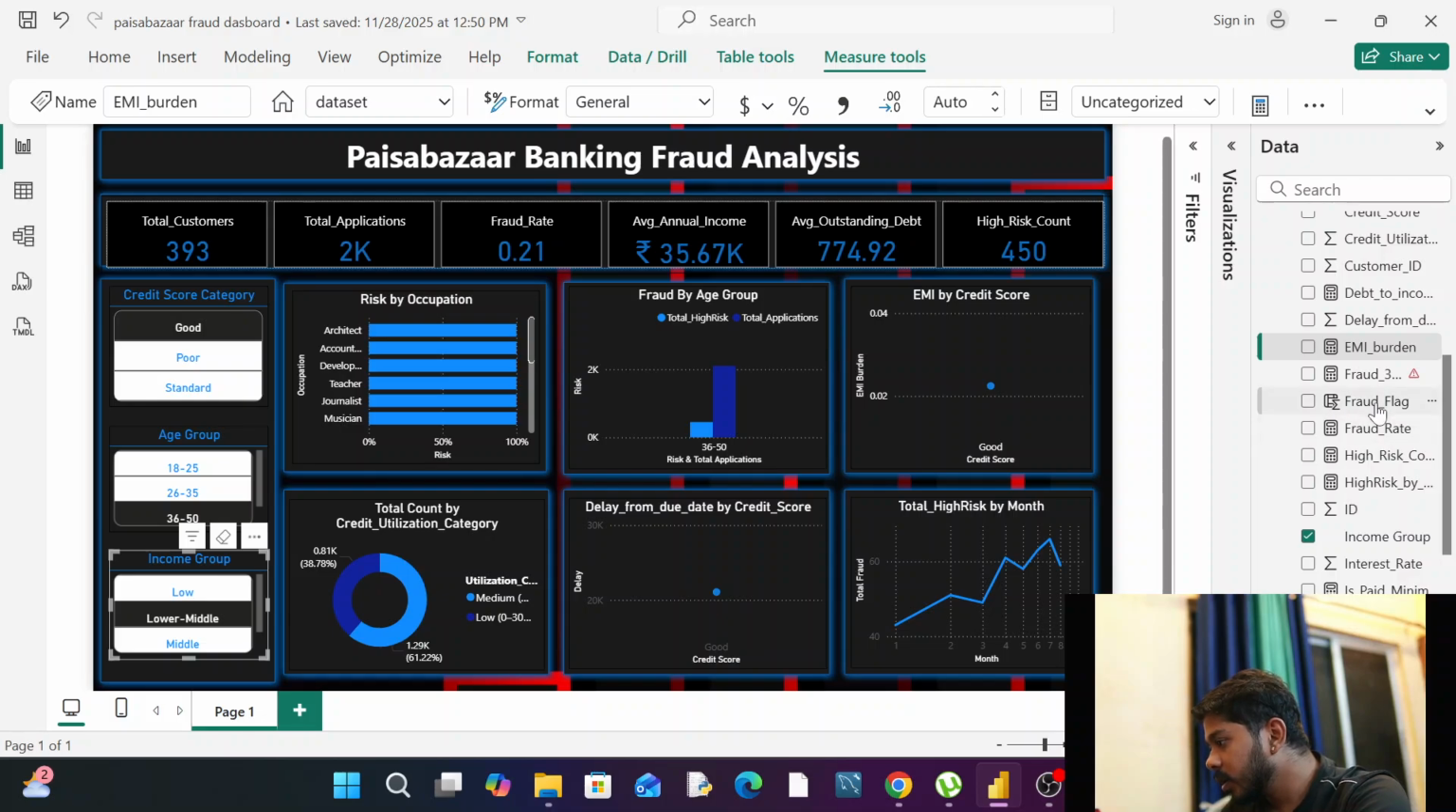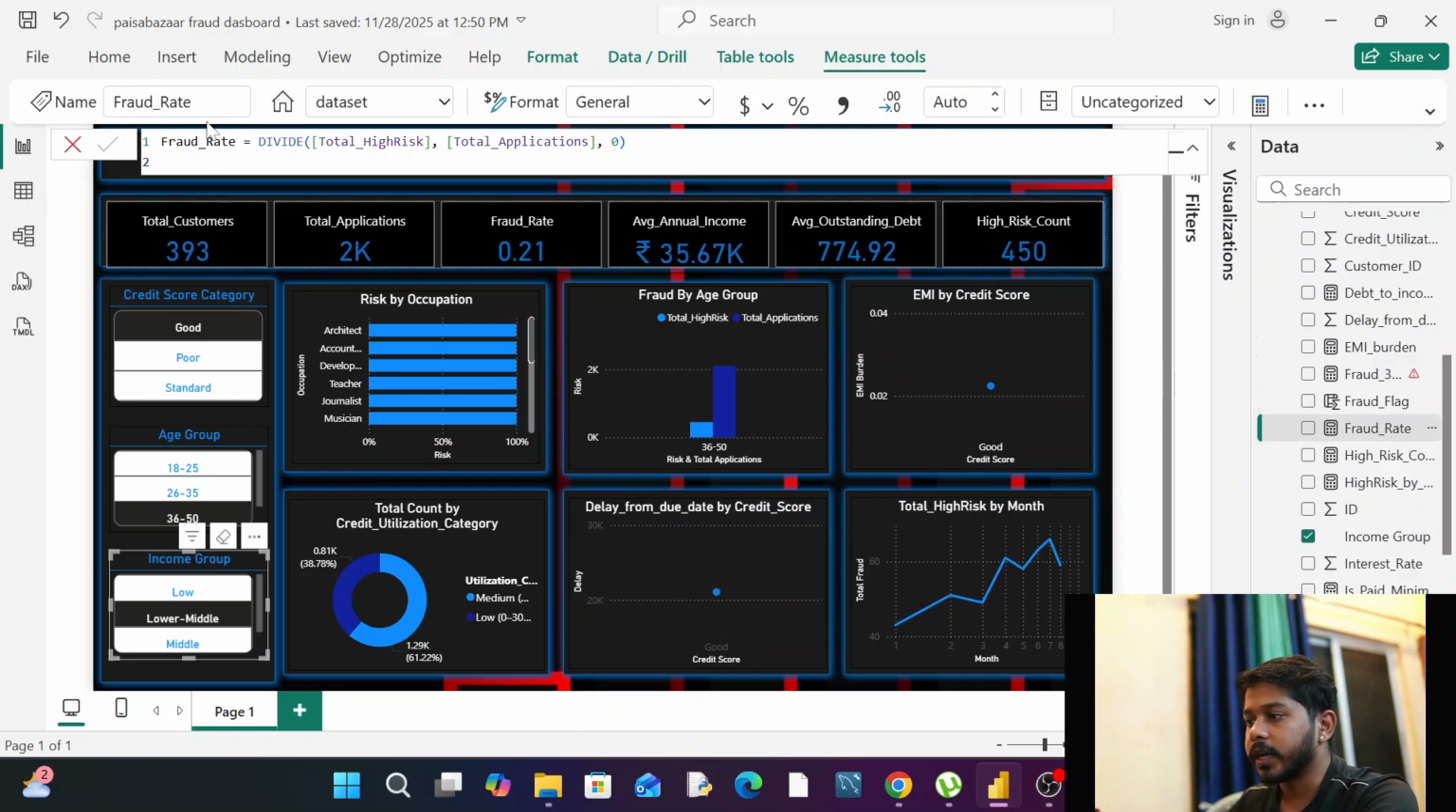Okay. So the next measure that we made was fraud rate. In the fraud rate, we divided the total high risk, the total number of risky applicants that we found, by the total number of applicants, and we got the fraud rate.